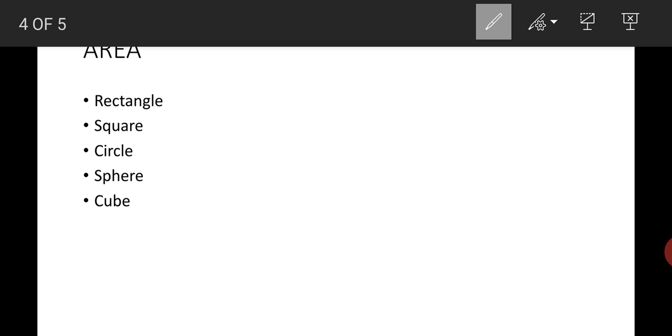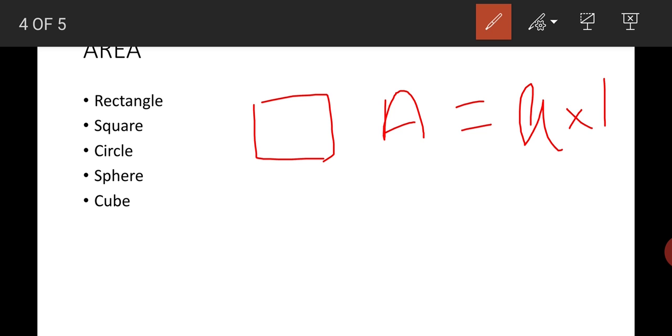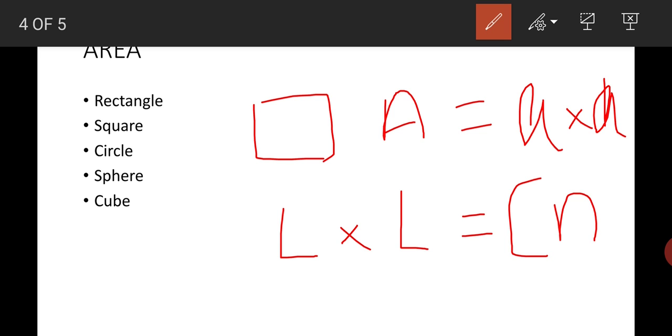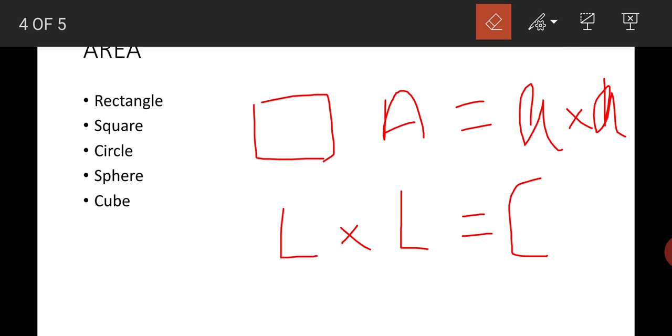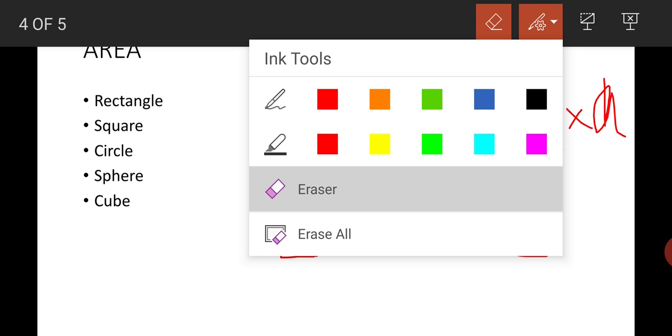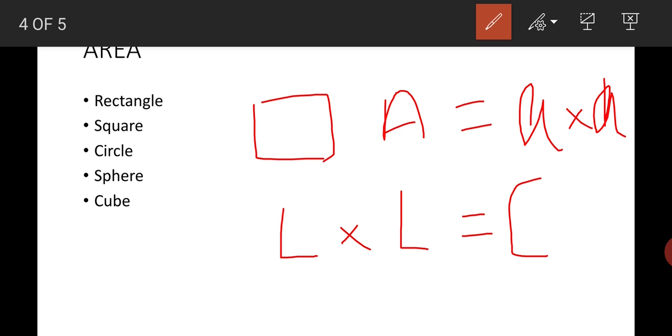Now for a square, all the sides are equal to a. Its area will be a into a. a has the dimension of length and this one also has the dimension of length. So the area has the dimension L square. That's it. Now comes circle.